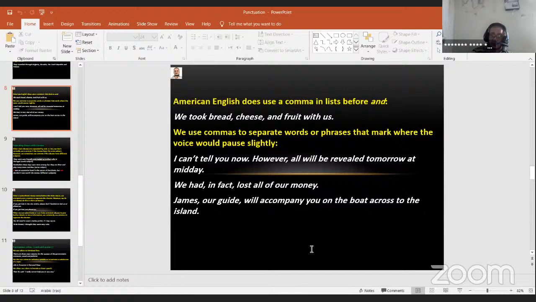James, our guide, will accompany you on the boat across to the island. We also added a comma before and a comma after 'our guide'. Why? Because it's an extra expression here, an intervening element, something which we added to the original sentence for some reason. Okay, until this point, any questions? Who has a question? Ask.